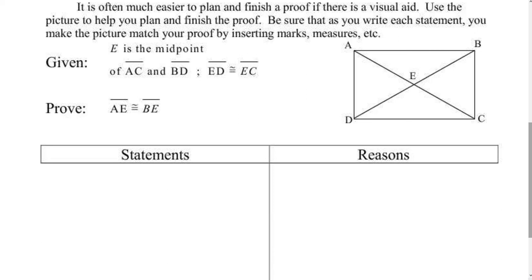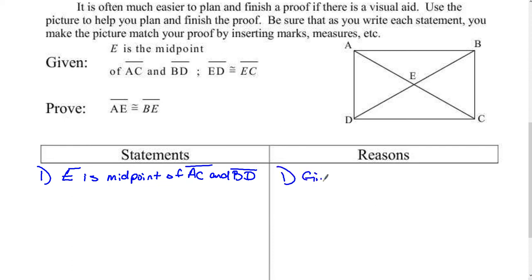So class, okay, what's my first step all the time in my two column proof? Given, thank you. So right here I'm going to go 1, and it's going to be E is midpoint of AC and BD. Okay, so that was my given.